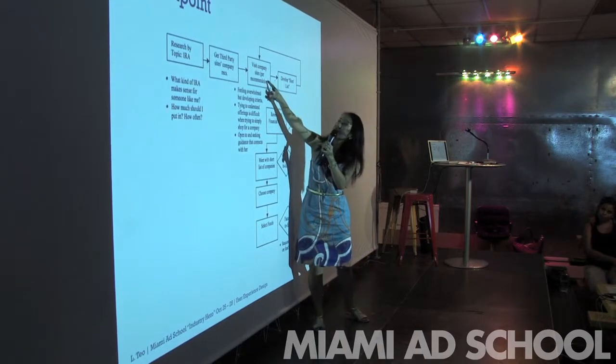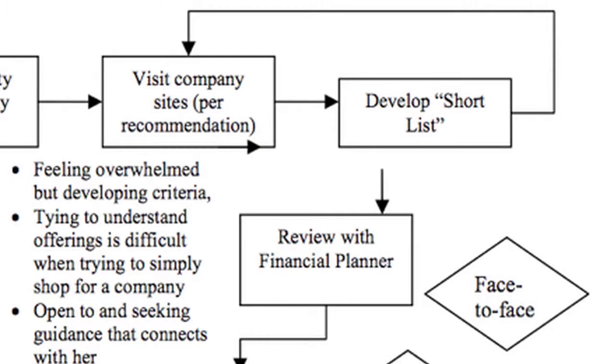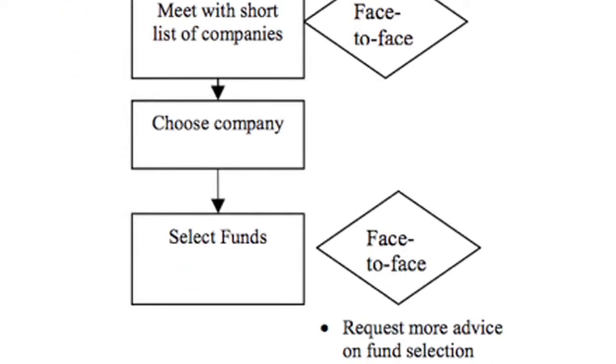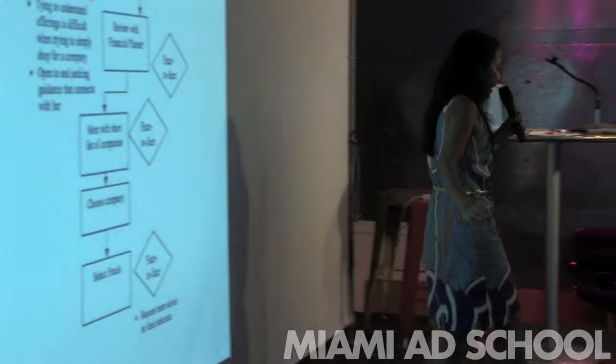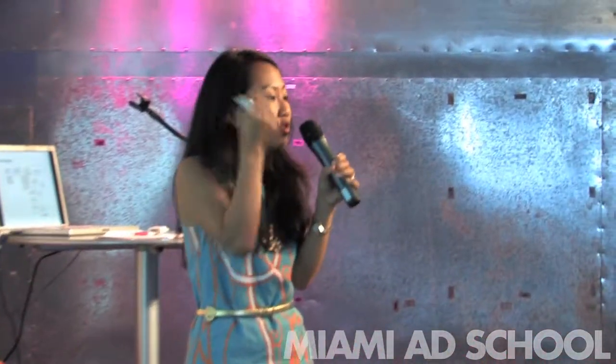So this person comes out of the competitor sites, creates a short list, reviews it with her financial planner, meets with a short list of companies, chooses a company, and selects the fund. So this is probably more complex than it really needs to be, but it does articulate what is going through this consumer's mind as she's trying to figure out which fund to invest in.